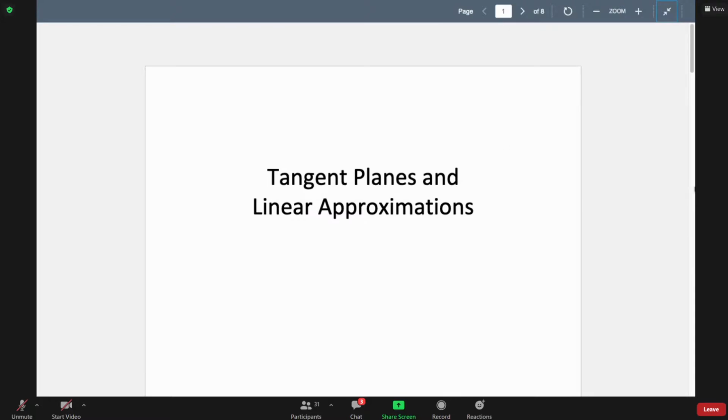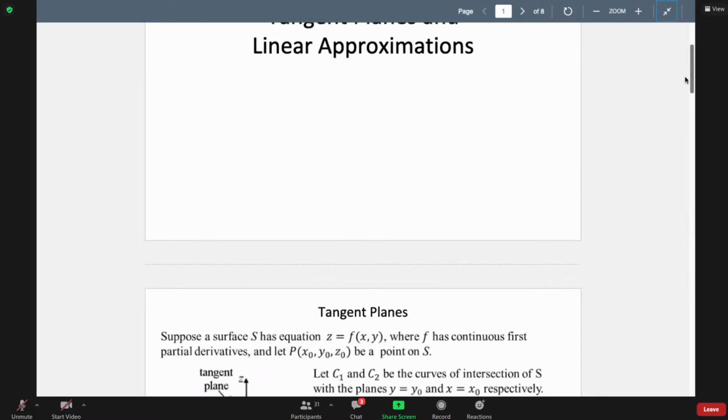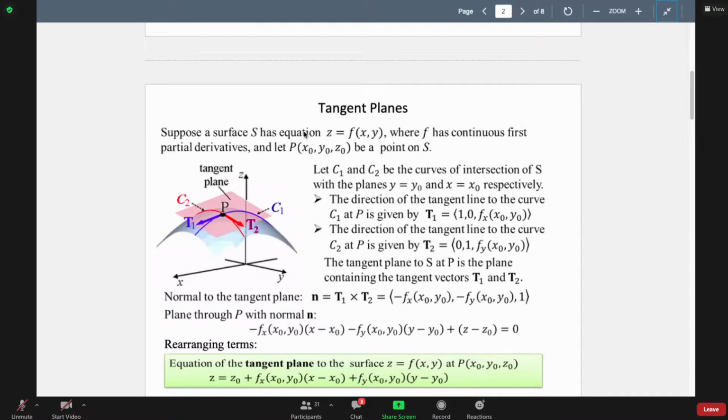So tangent planes and linear approximations. You will see what this is. So again, this is what we covered last time. You have a surface S, described by the equation z equals f of x, y. Of course, this surface may look like this blue surface here. And we are assuming that the function is smooth, has continuous first partial derivatives. And we consider a point P with coordinates x0, y0, z0, where z0 is f of x0, y0, which is on this surface.